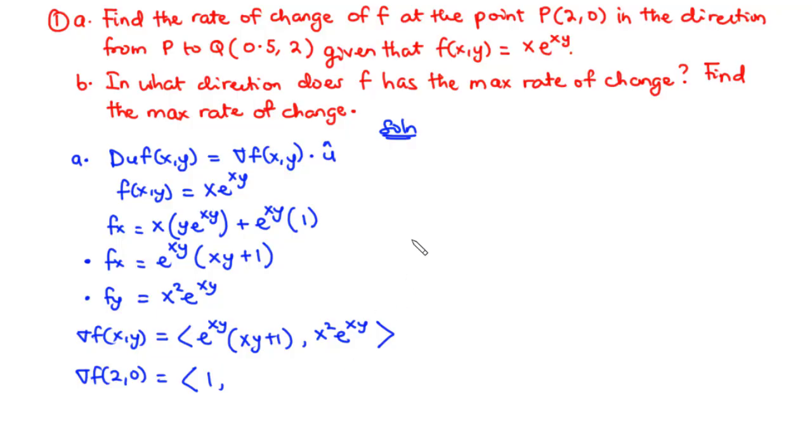comma, and then for this we have x to be 2, so 2 squared times e to the power 2 times 0. E to the power 0 is 1, times 4 is 4, so that becomes (1, 4). So this is the gradient of the function at the point (2, 0). So next we want to find the direction vector. Notice that in this question we are not given the direction vector, however we are given two points from which we need to find the direction vector, that is from P to Q.